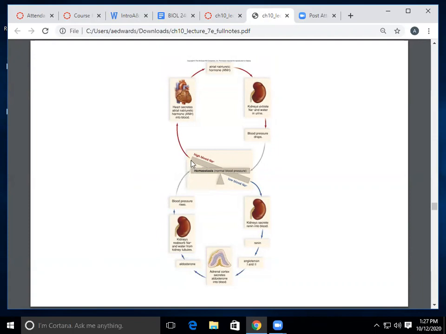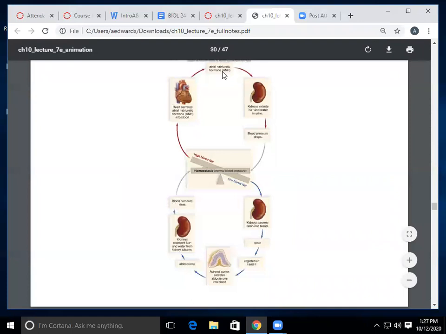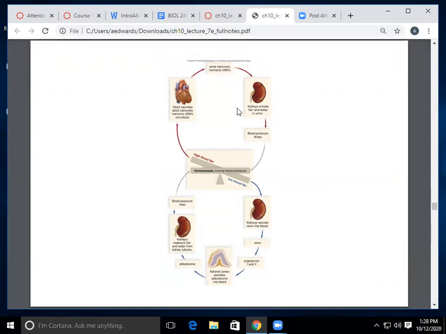So on the other hand, if your sodium levels in the blood get too high, your heart's going to secrete atrial natriuretic hormone into your blood. Okay, and the symbol for sodium is Na, so natriuretic. So your kidneys are going to excrete sodium and water into your urine. So the opposite effect. Okay, that's going to decrease your blood pressure. So the balance of these two hormones provides homeostasis.